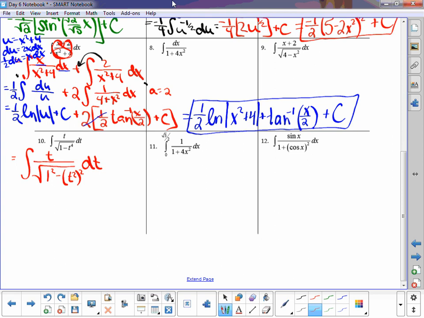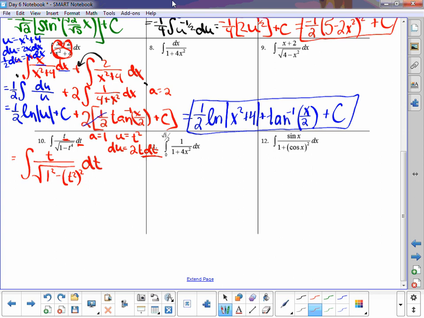Are we okay with this? So what would my a value be? 1. What would my u be? t squared. And so when I go to do, because it's u sub within my possible inverse trig, when I go to do my derivative, what's the derivative there? 2t dt. Oh, look! t dt. So don't automatically assume that just because there's a variable on top, that automatically means u sub.